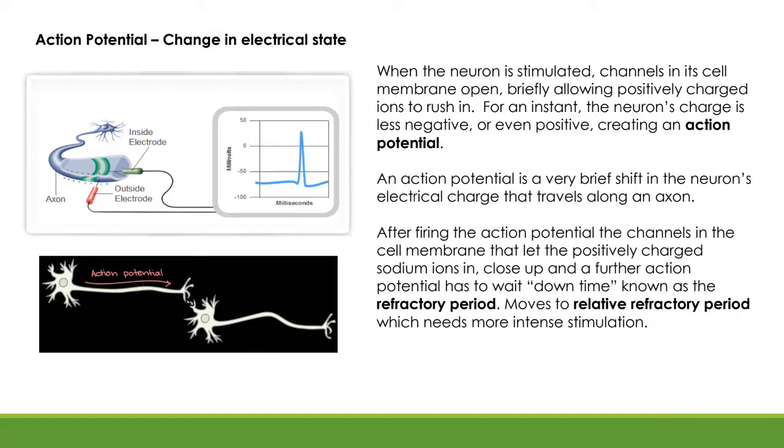Okay, it starts from that action potential, and it's the brief shift in the neuron's electrical charge that travels along the axon. And basically, an action potential can only occur once it reaches minus 55 millivolts. If it doesn't get there, it won't fire. It's an all or nothing response. If it doesn't quite get to minus 55, then the neuron is not going to fire. It needs enough of those little sodium ions to rush in and reduce that negative charge, maybe even make it positive, to take it up to minus 55 to fire.